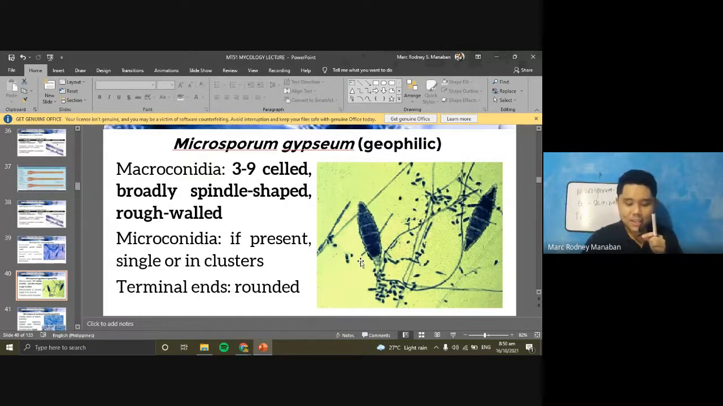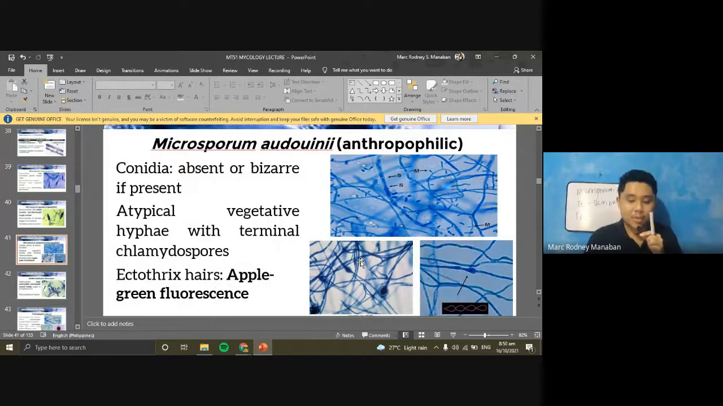Okay. Next, you have your M. audouinii, an anthropophilic species. Conidia are usually absent or bizarre. It shows atypical vegetative hyphae with terminal chlamydospores and apple green fluorescence of ectothrix hairs. You can see the racquet hyphae and the chlamydospores. We've mentioned the different types of chlamydospores: intercalary, sessile, terminal. This is an example of intercalary, since it is within the hypha. So racquet hyphae, Microsporum audouinii.